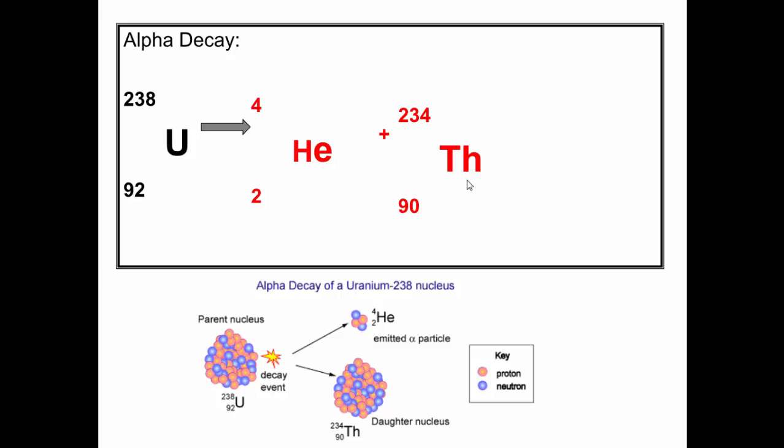What's that plus sign for? Because what's left after is a helium is emitted, and that helium nucleus, that alpha particle, plus what's left over is the thorium. Because uranium, when it breaks down, releases an alpha particle plus a thorium nucleus.